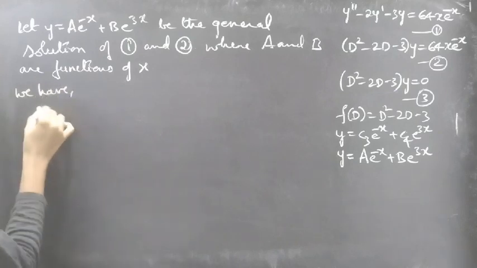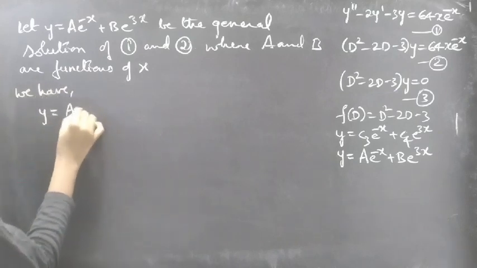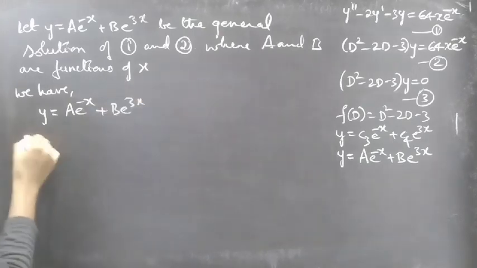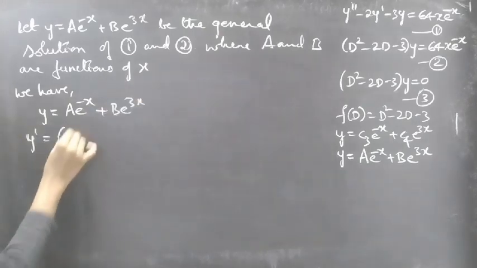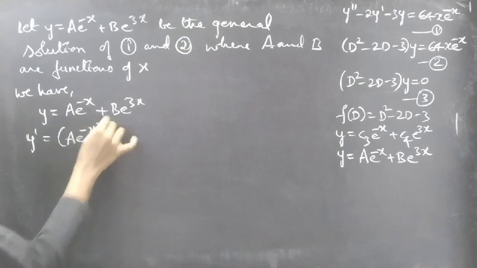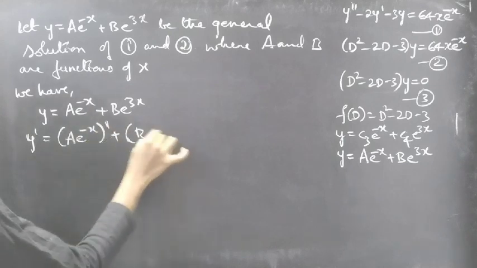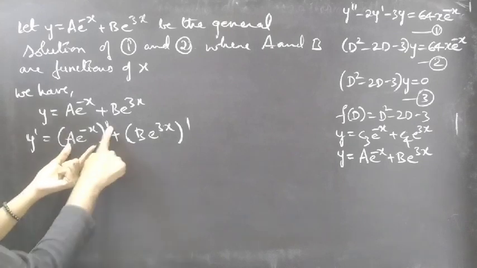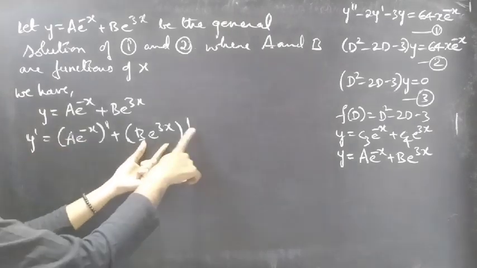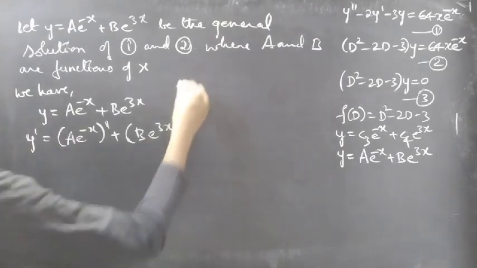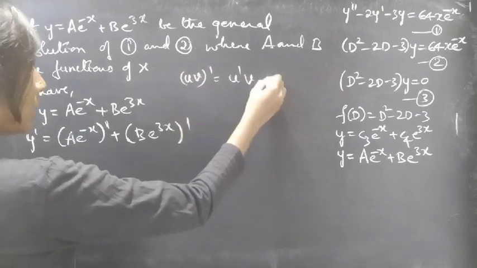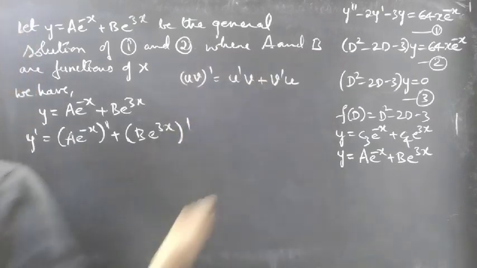We have y equal to a e^(-x) plus b e^(3x), right? We need to find y'. y' equals (a e^(-x))' plus (b e^(3x))'. So here we need to find the derivative of a product of two functions. Here also we need to find the derivative of a product of two functions. So we are going to apply the uv' formula, which is u'v plus v'u, right?